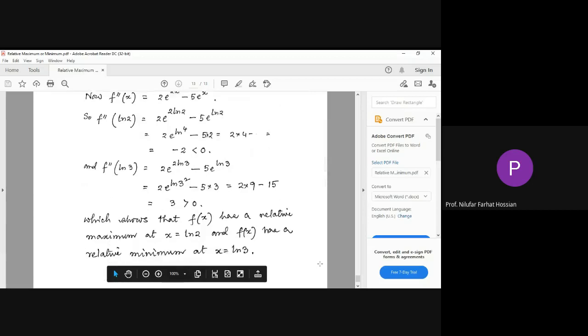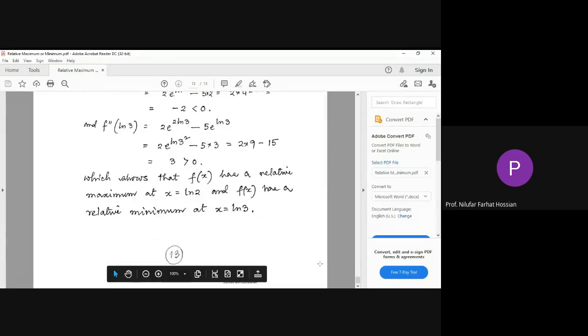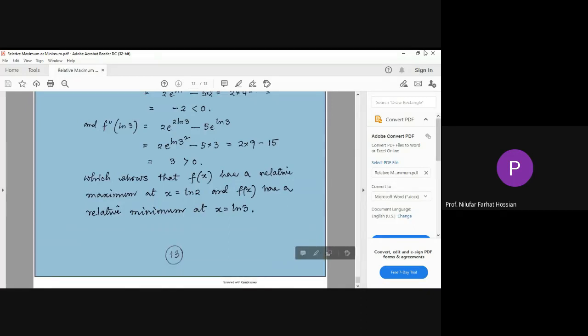I think this was the last page of this file. So I am going to another file now. Just a minute.